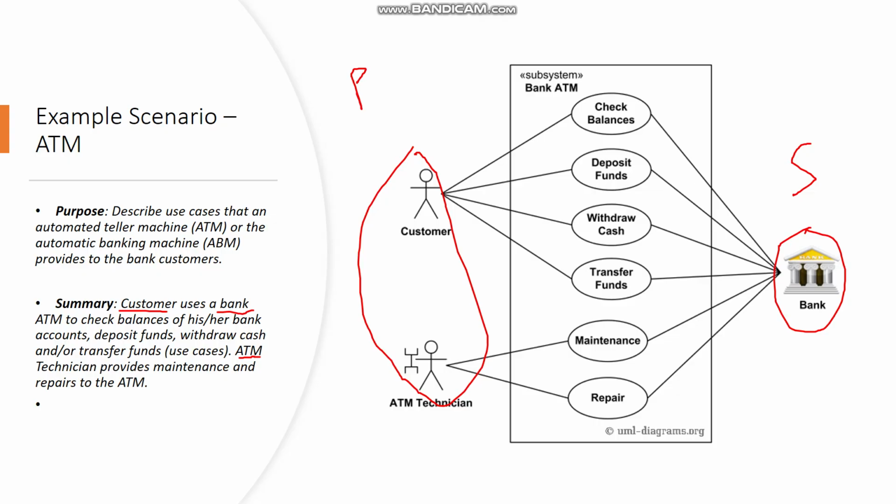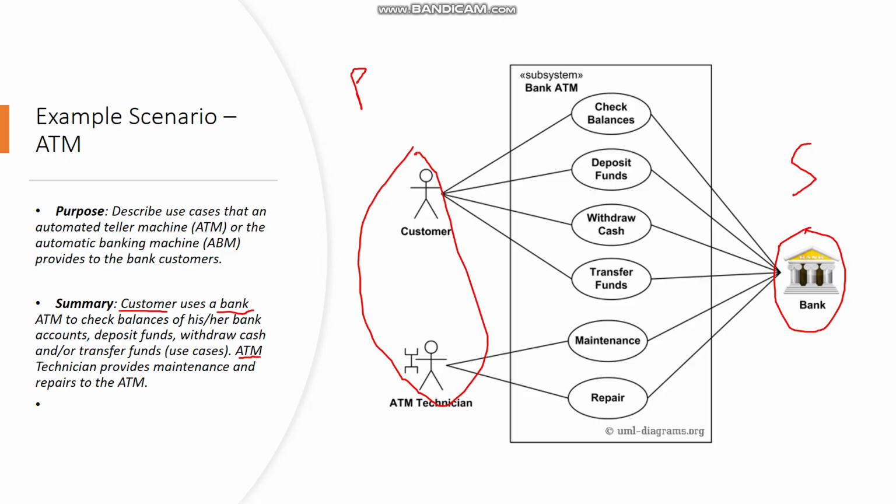So what can the customer do? The customer can check balance, deposit funds, withdraw cash, transfer funds. Normally use cases are represented as verbs or actions. What can the ATM technician do? It can do maintenance and it can do repair. So it is as simple as that. Looking at this, the end user or the analyst can understand what is the role of the customer and what is the role of the ATM technician.